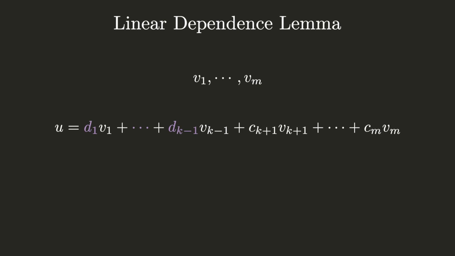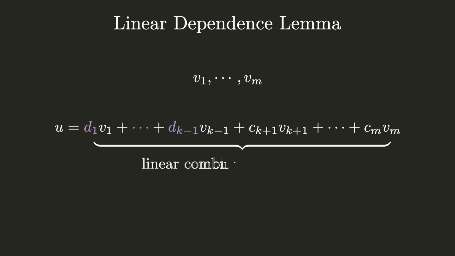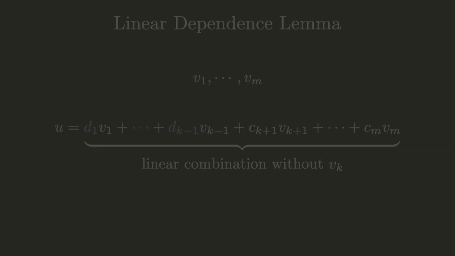So now what we have is U represented as a linear combination without using VK. Now because U can be any vector in the vector space, this implies we can span the entire space without using VK, completing the proof. Let's restate this lemma for clarity.